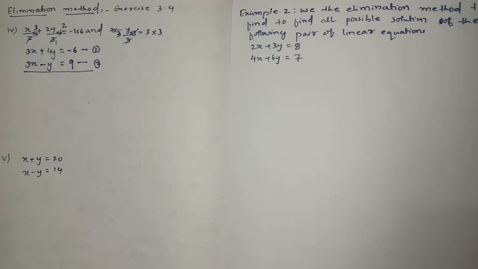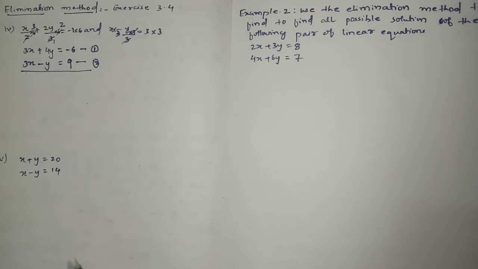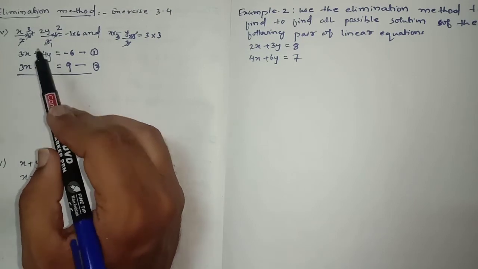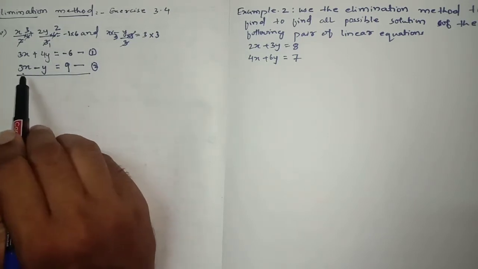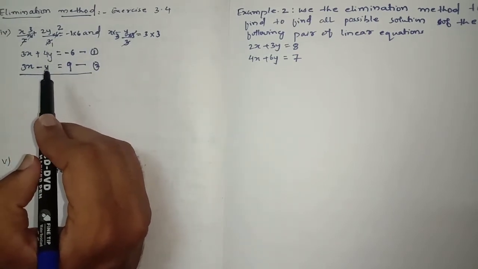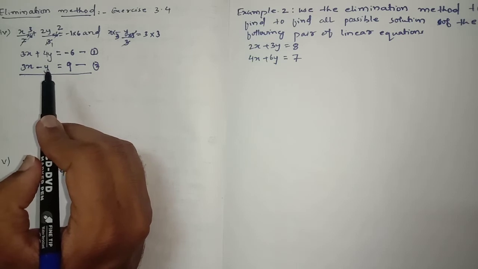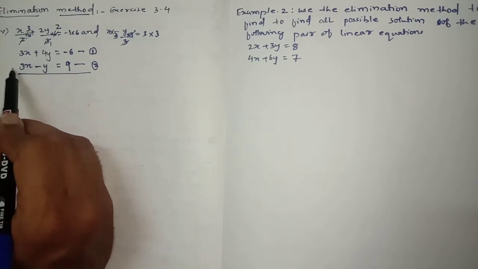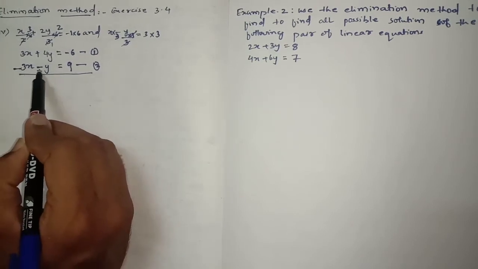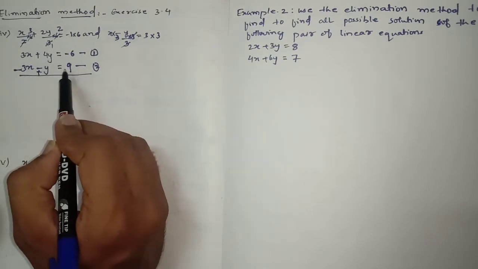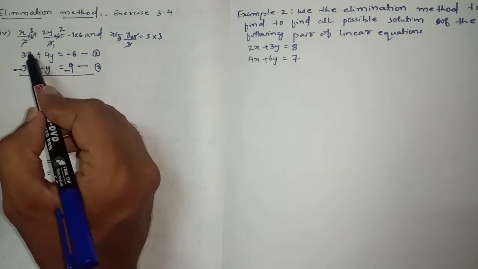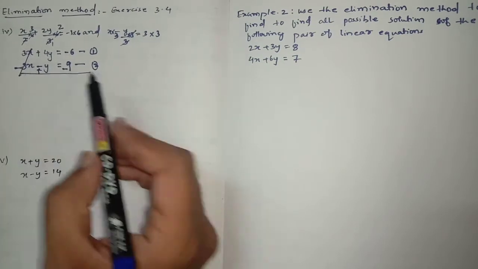As I said in my yesterday's class, if cancellation is not possible without changing sign, we have to change the sign of the second equation. So if the sign is plus, we have to change it to minus. If the sign is minus, we have to change it to plus. Here the sign is plus, so I am changing it to minus. The sign is minus, I am changing it to plus. Here the sign is plus, I am changing it to minus. Now this plus 3x and minus 3x will get cancelled.